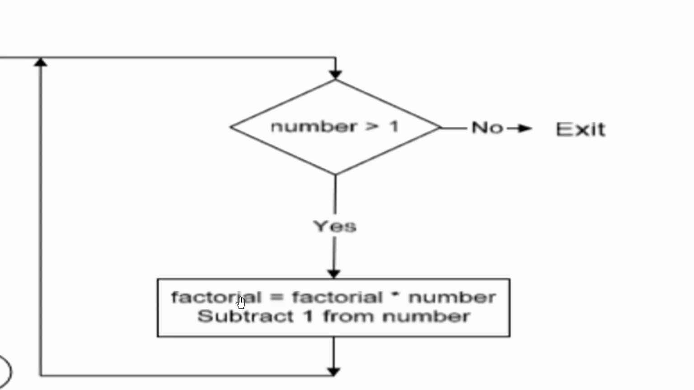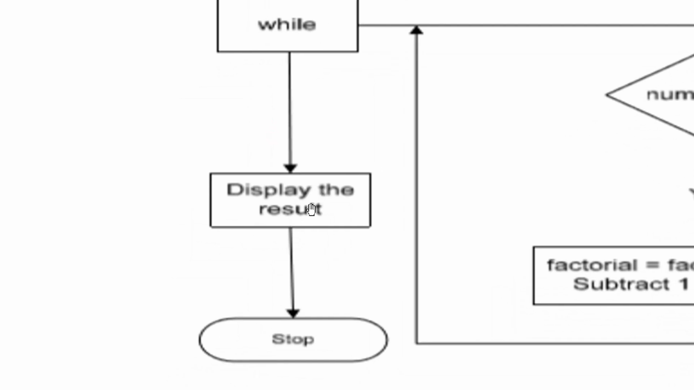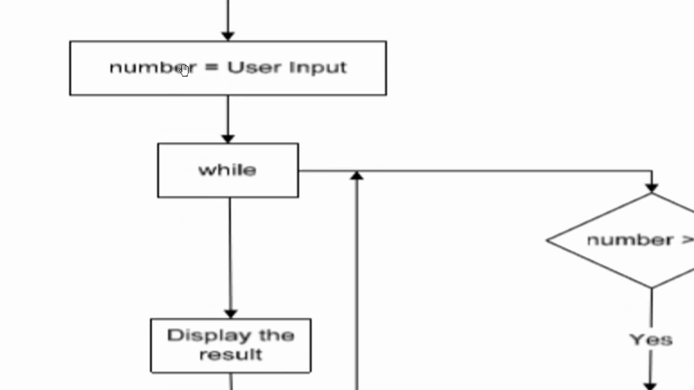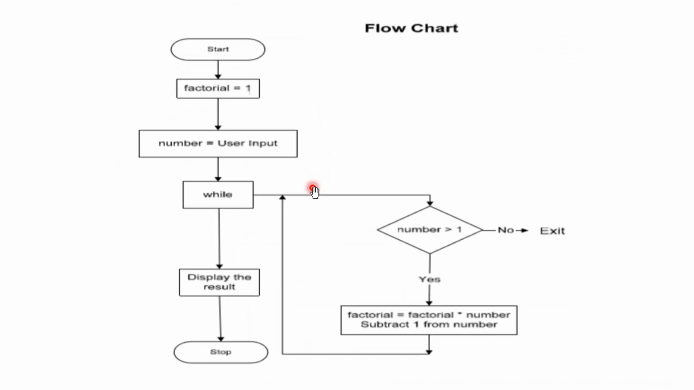So what has the factorial value become? The value has become 120. Now display the result. The final value will be 120 for the number 5. 5 factorial is 120. It is as simple as that. I hope it makes sense. In the next lecture we will be hard coding it.